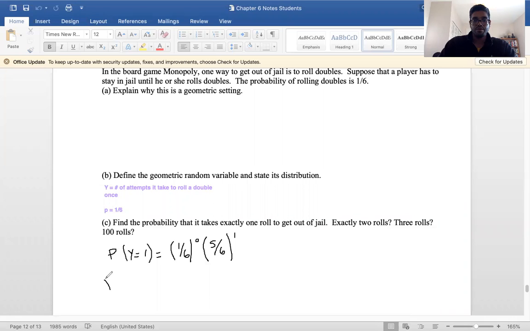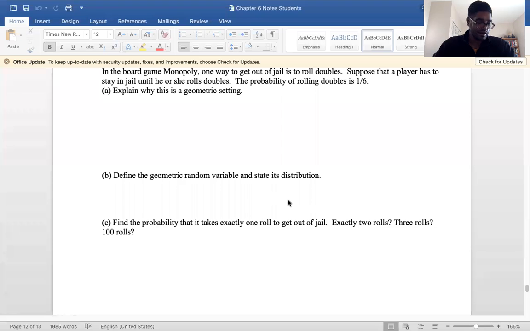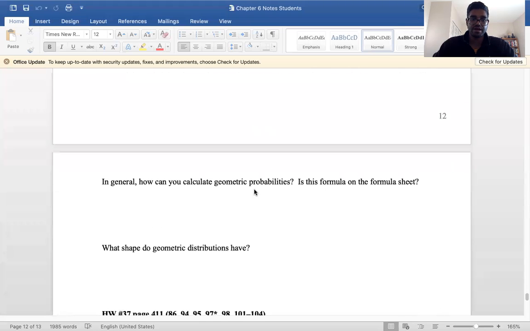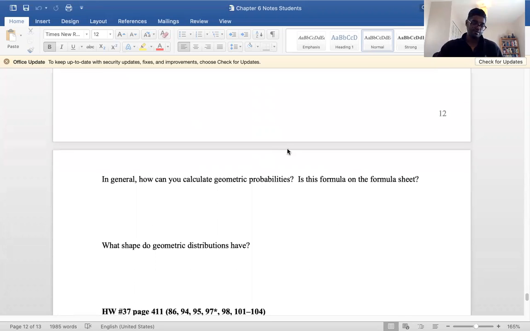And then think about what it would be for the probability that y equals 2. Think about what that means in terms of success and failure, and how many times you got each one of those. It's kind of an interesting thing. Think about that, and you'll get an equation that we'll talk about in class. So I'm going to leave those two blank. We'll talk about those later on.